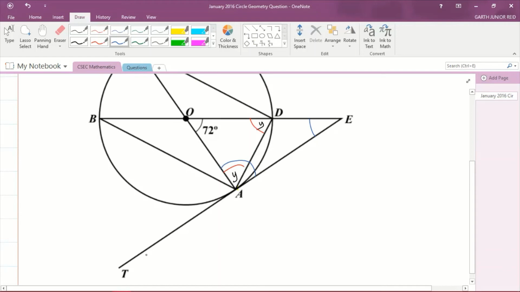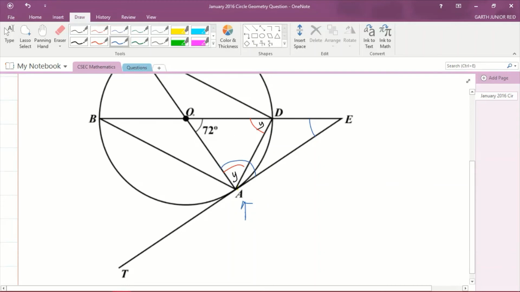So you can see that the tangent TAE meets at this point here. It touches the circle at that point, which is A, and A is what we call the point of tangency or the point of contact. So that angle there, where the tangent meets the radius, is 90 degrees.